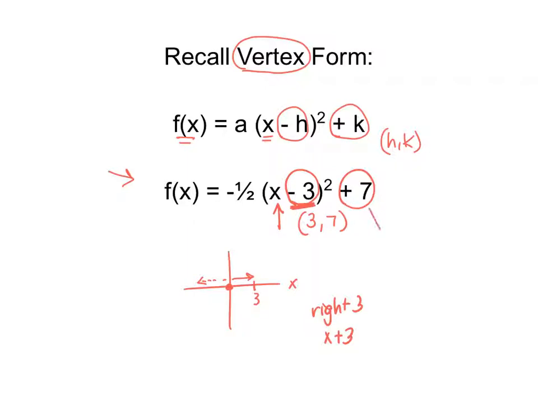If you take a look at this 7 right here, we said that affects the y value in the same direction. So what that means is the y-axis goes up and down. So because it's a plus 7, we will go plus 7. So we would go, instead of 0, we would go all the way up to that value of 7. So 3, 7 right here would be our new vertex. Or we would be going up 7.